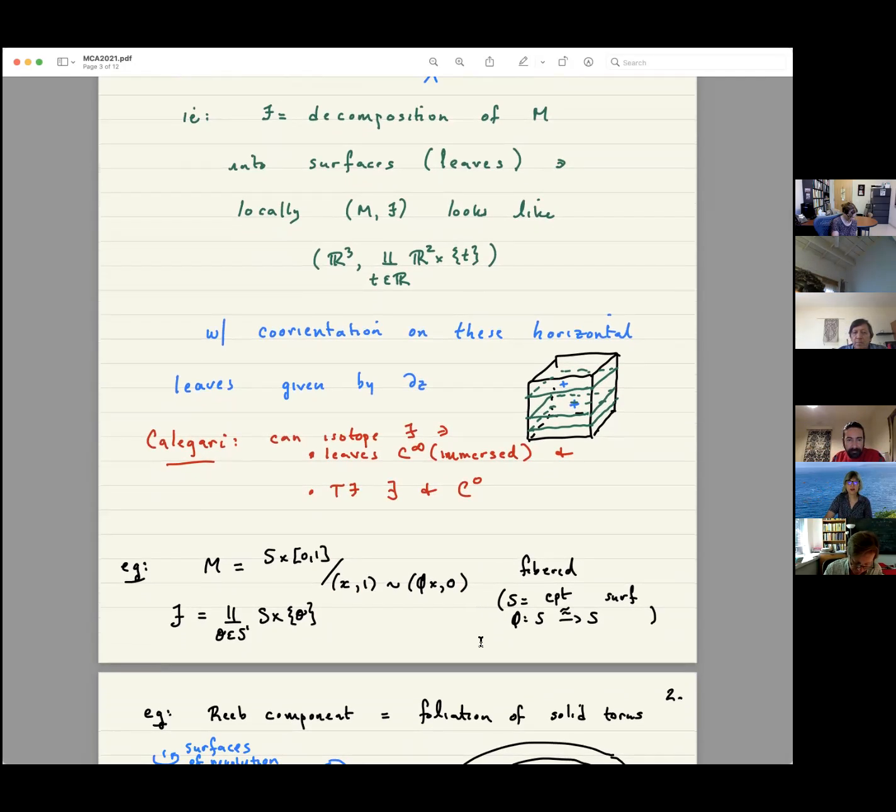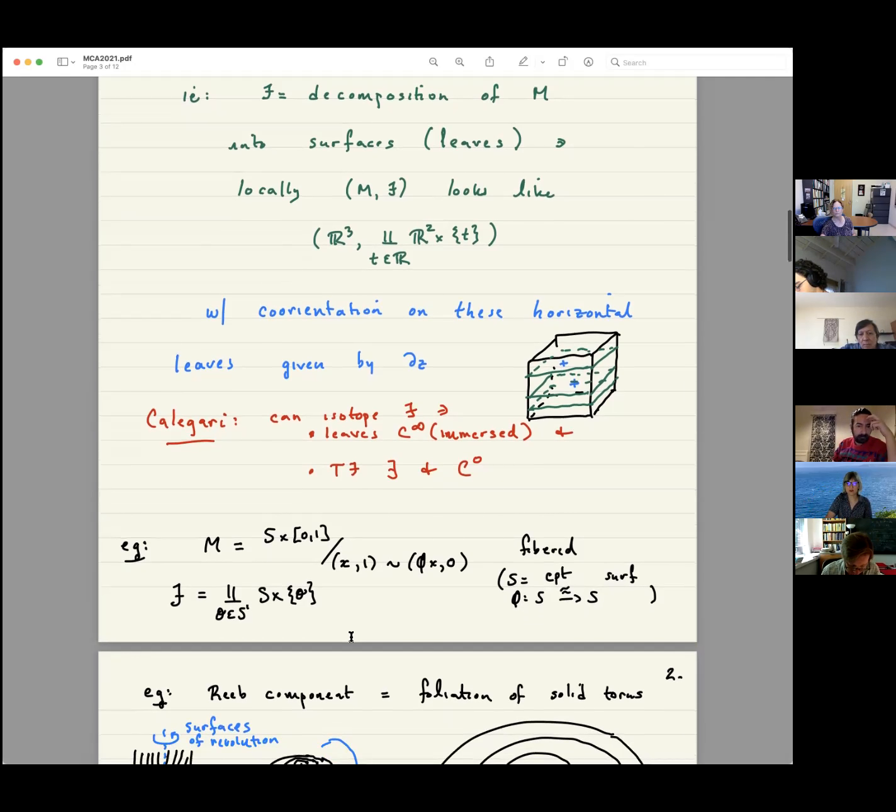So some elementary examples: we could think about a manifold being fibered. Maybe we have some compact surface S, and some homeomorphism phi from S to itself. We're thinking orientable manifold, so we're thinking orientation-preserving homeomorphism. The manifold is then just: take the I bundle S cross [0,1] and glue the top to the bottom using that homeomorphism phi, so identifying (x,1) with (phi(x),0). And then the foliation is just the decomposition into the union of fibers.